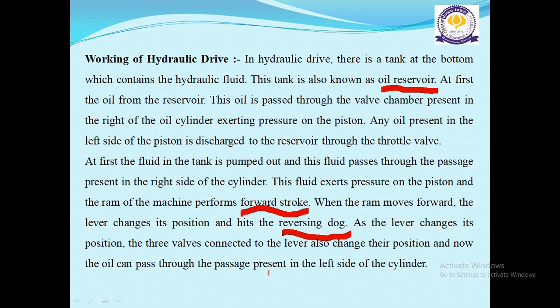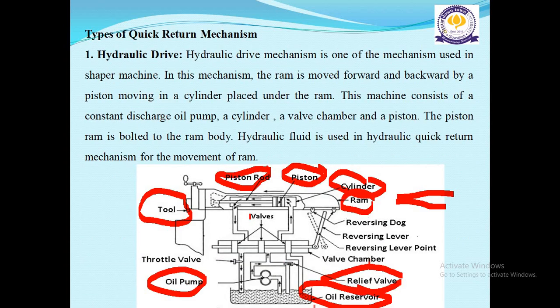As the lever changes its position, the valves connected to the lever also change their position, and now the oil can pass through the passages on the left side of the cylinder. Here you can see the arrow marks. The oil from the oil reservoir moves in this direction through the arrow marks, goes to the cylinder, then the piston, and again comes back through this line and the throttle valve. It comes again to the oil reservoir, and this process continues.